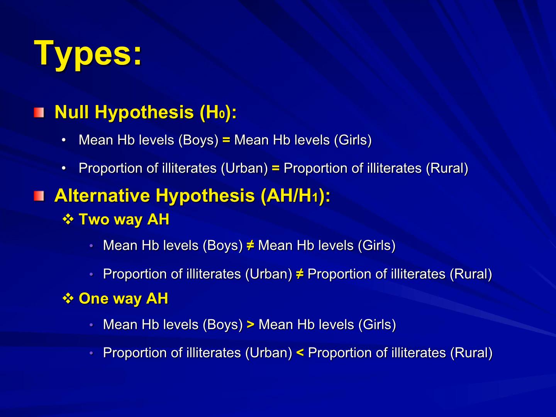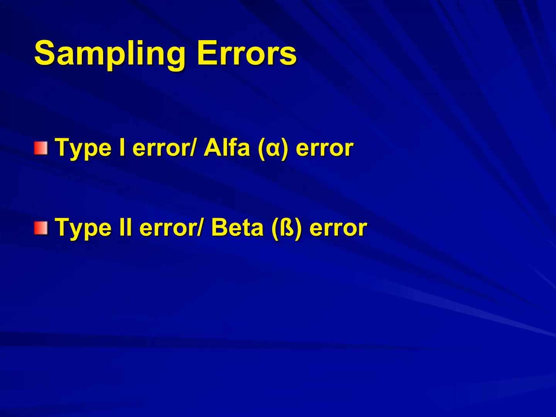So third concept, that is one-way hypothesis, if it applies to this example, in this we can make a statement like the proportion of illiterates in urban area is lesser than or greater than the proportion of illiterates in rural area. So hopefully you have understood these three concepts, that is null hypothesis, two-way alternative hypothesis and one-way alternative hypothesis. You can just remember only the null hypothesis and the alternative hypothesis. Hopefully the concept of hypothesis and its two types, that is null hypothesis and alternative hypothesis, is clear to you.